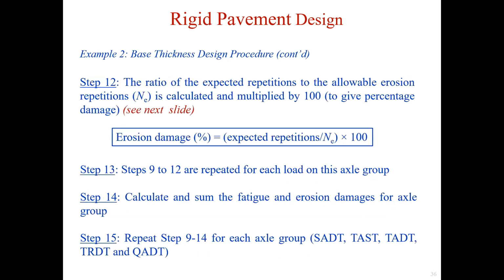If we divide the expected repetitions by the allowable erosion repetitions, NE, and multiply by 100, we get the erosion damage in percentage. Step 13 is to repeat steps 9 to 12 for each load on this axial group. Next step is to calculate and sum the fatigue and erosion damages for each axial group. Step 15 is to repeat steps 9 to 14 for each axial group ranging from SADT to QADT.